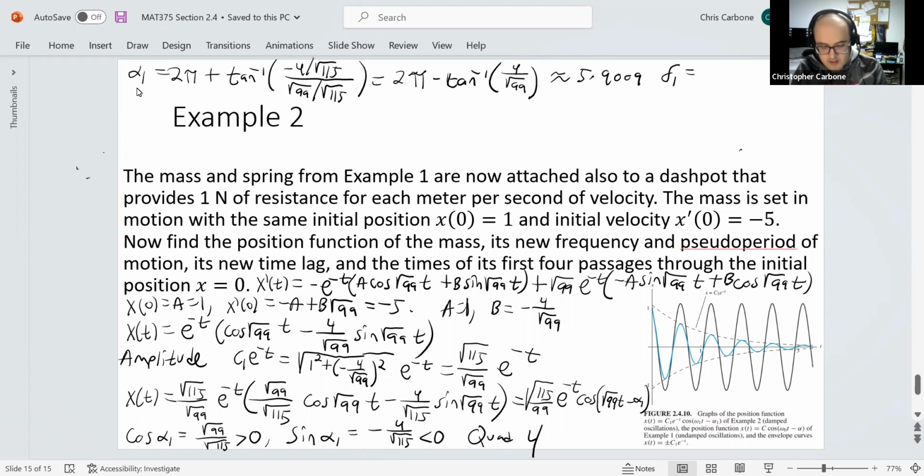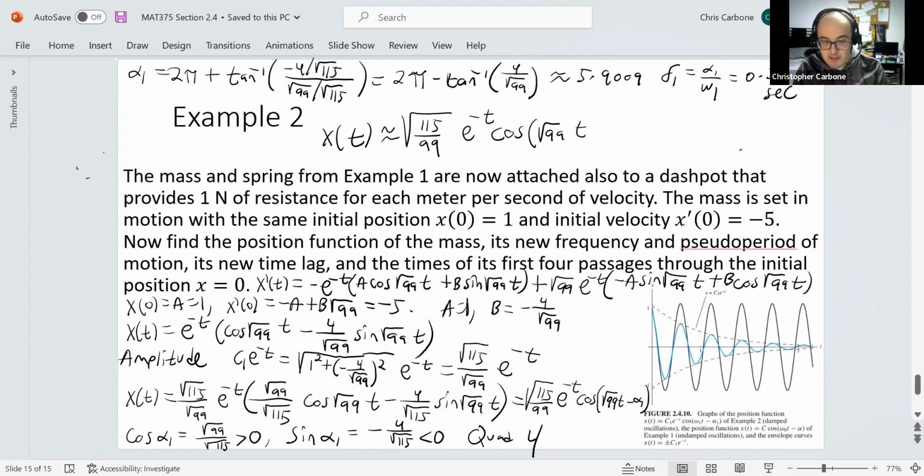So this time lag, delta sub 1, is alpha sub 1 over omega sub 1. So that's about 0.5931 seconds. So our complete function, x of t, is going to be approximately the square root of 115 divided by 99 times e to the negative t times the cosine of the square root of 99 times t minus 5.9009. Let me know if you have any questions or concerns.